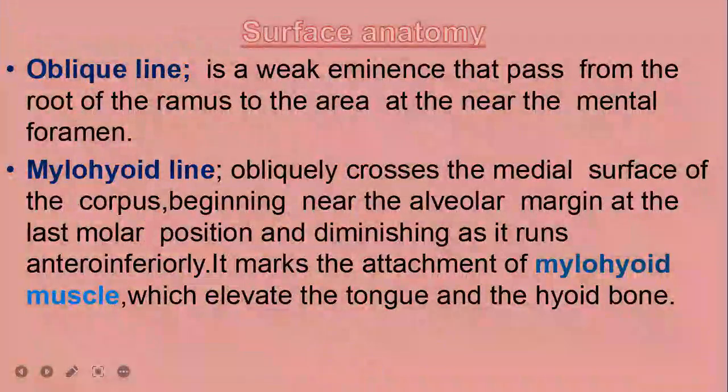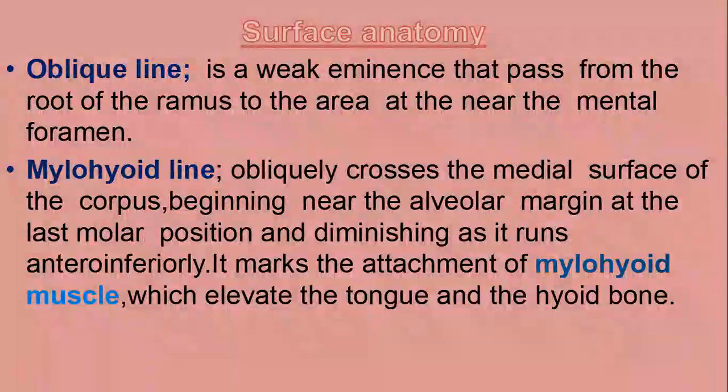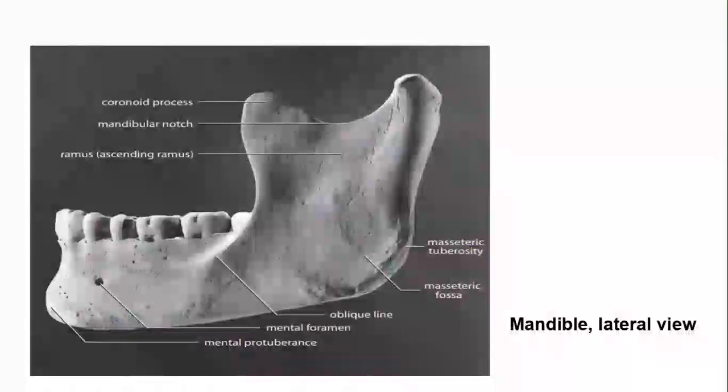The oblique line is a weak eminence that passes from the root of the ramus to the area near the mental foramen. The mylohyoid line obliquely crosses the medial surface of the corpus, beginning near the alveolar margin at the last molar position and diminishing as it runs anteroinferiorly, and it marks the attachment of the mylohyoid muscle, which elevates the tongue and the hyoid bone. Those are the structures we have been able to mention.